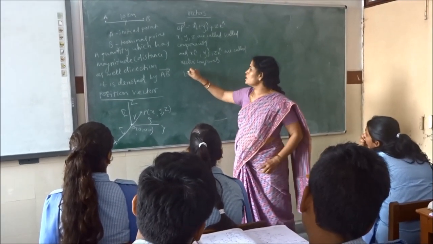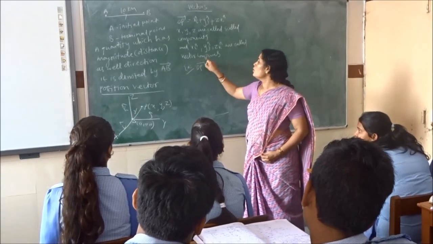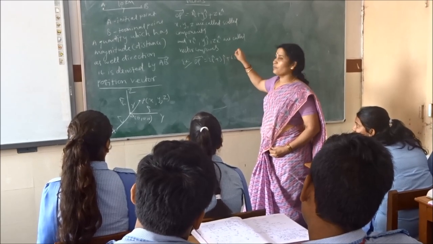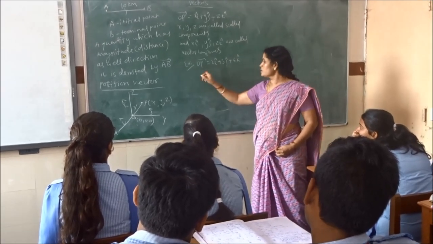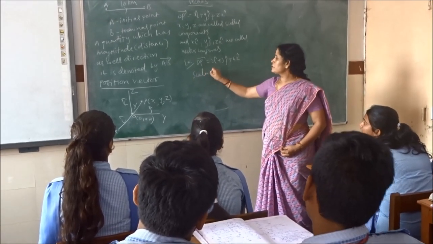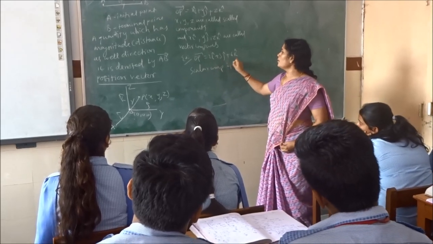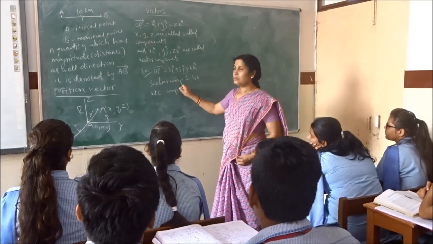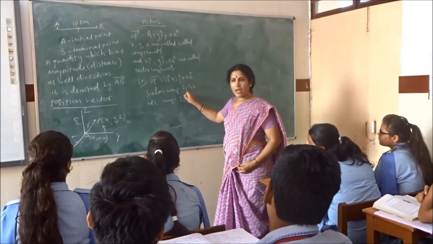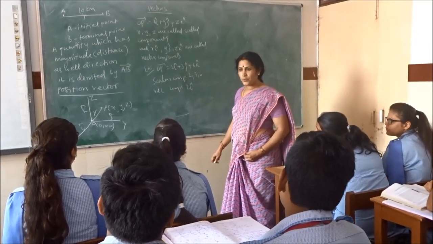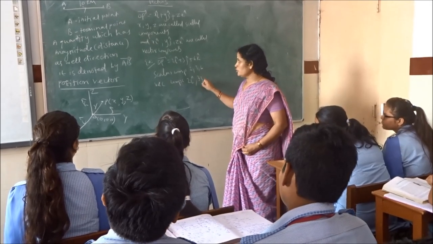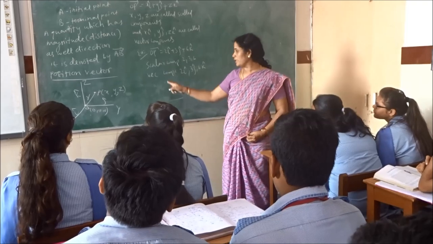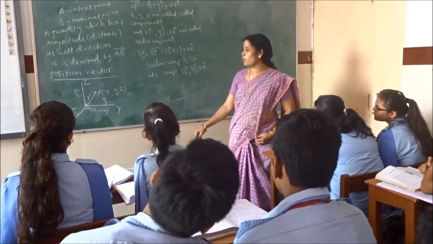For example, suppose I take the OP vector equal to 2i plus 3j plus 6k. Now, what are the scalar components? The scalar components are 2, 3, 6. What are the vector components? 2i cap, not only i cap, then 3j cap, then 6k. So that is called scalar components and vector components.